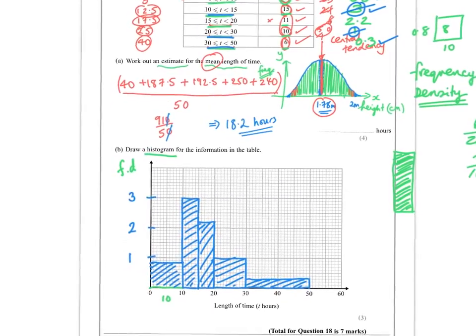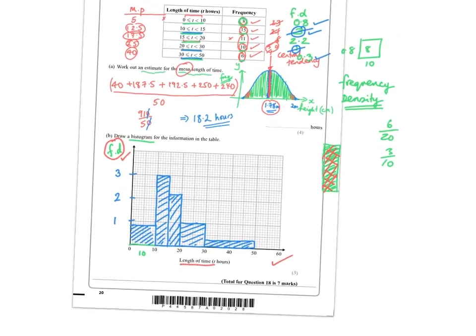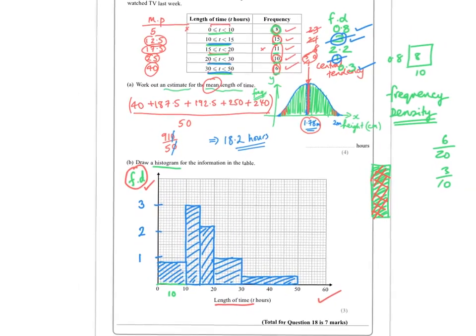Yep, it has labelled the length of time here. We wouldn't want it to dock marks for us here, so we've got FD for frequency density labelled, length of time is labelled, and we've drawn our histogram. Okay, so don't forget the area of the bar is the total frequency for that particular class interval. Well, let's see if there's any more to look at. No, that's there. That question done. So let's move on to the next question.